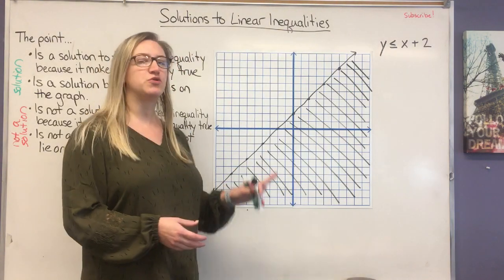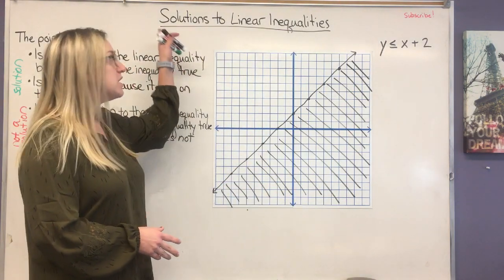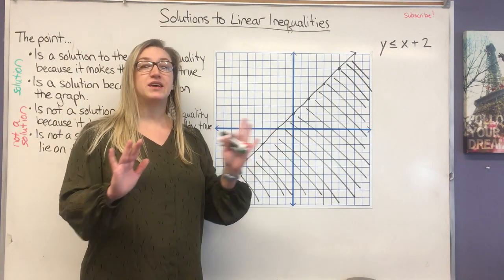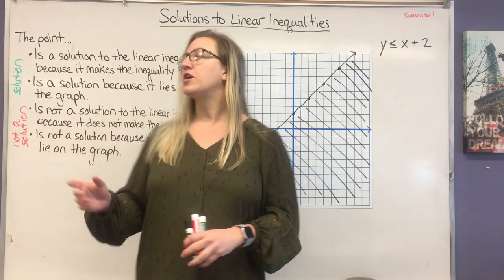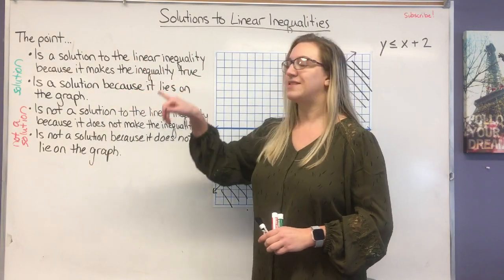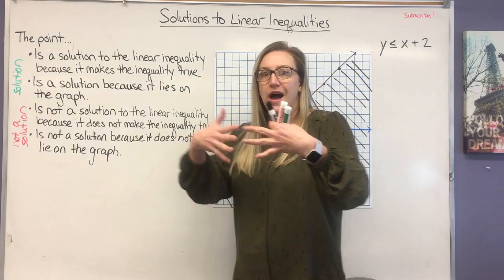And the only thing we're going to be doing right now is identifying solutions to this inequality. So we're going to figure out whether a point is or is not a solution. If we look at our definition here, the point is a solution because it lies on the graph. So what does it mean to lie on the graph?